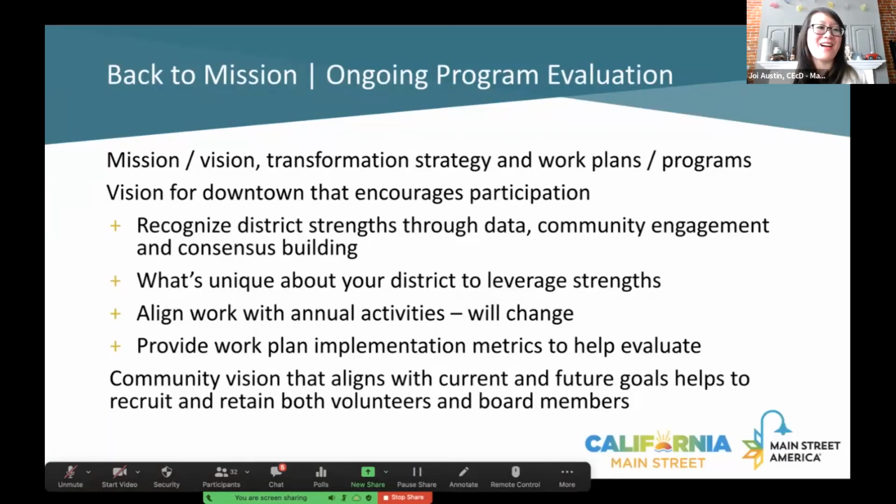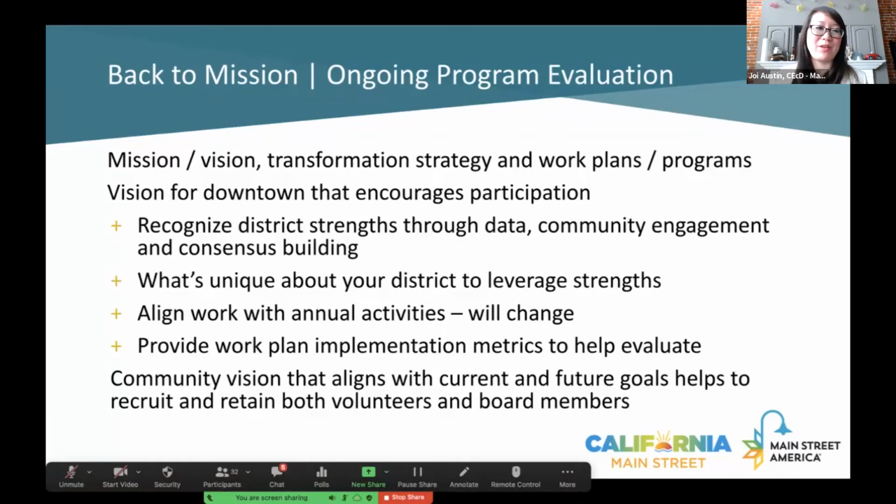So, moving forward into recognition and retention, again, a really important piece when it comes to board recruitment throughout. Going back to mission and your ongoing program evaluation, right? We go back to the beginning, because this is a retention piece. This is a recruitment piece. You're establishing that vision for your downtown that encourages participation. Your organization is the one that helps look at your district's strengths through data, community engagement, and consensus building. You're looking at what's unique about your community and your district to really leverage those strengths, and then be sure to align them with the activities that you have.